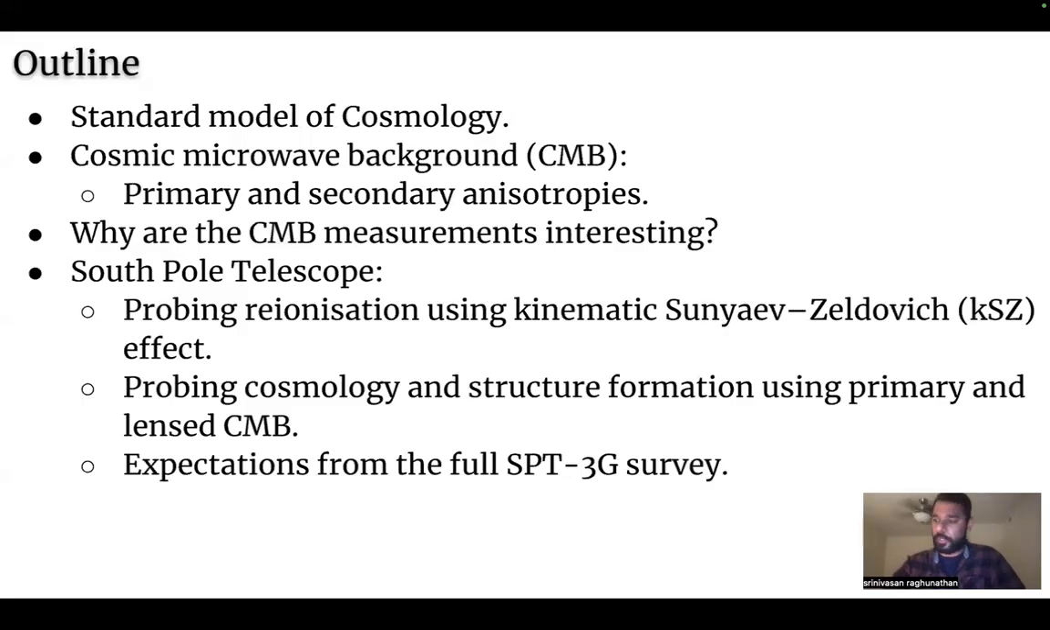Okay, so this is the outline of our talk. We'll briefly introduce the standard model of cosmology, then go into the cosmic microwave background, explain the primary and the secondary anisotropies. Then we will also say why these measurements are interesting and how the South Pole Telescope contributes to all of these things. In particular, we'll be talking about the recent constraints on reionization using kSZ and the upcoming constraints on cosmology and structure formation using primary and lensing CMB. Finally, we'll finish with expectations from the full SPT-3G survey.